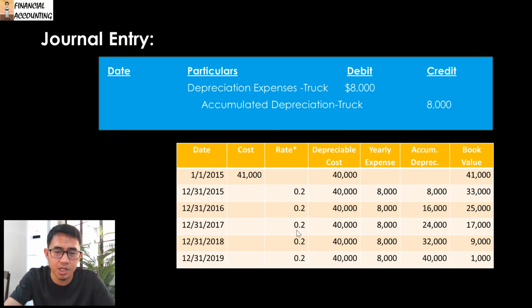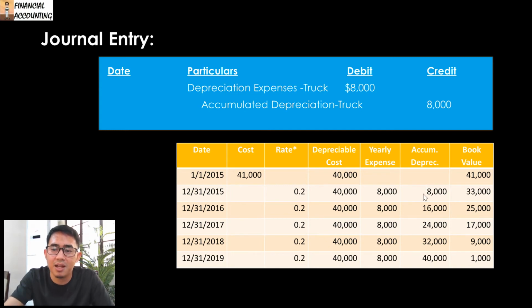And our depreciation rate is 20%. So how did we get 20%? That's actually 1 divided by 5 years. Okay, so each year you will depreciate 20% of your depreciable cost, which is computed earlier at 8,000. So your yearly depreciation expense that should be recorded in your income statement is 8,000.